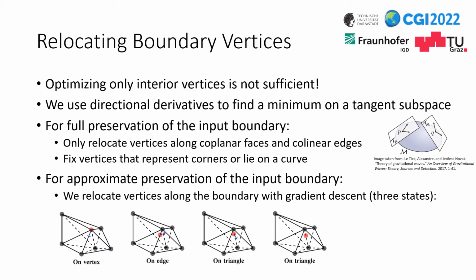as relocating vertices on corners or curves would alter the input mesh surface. For approximate preservation of the input boundary, we relocate vertices along the input boundary. This includes maintaining the state of a vertex. Initially, each vertex is on a vertex of the input boundary. We can then relocate the vertex along edges or along triangles until termination.